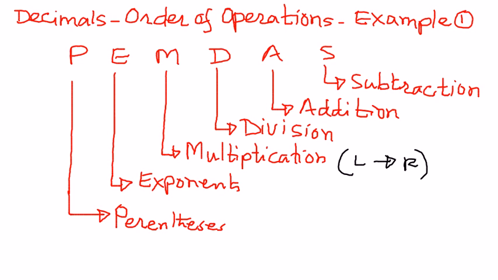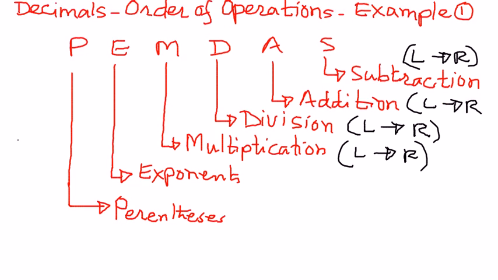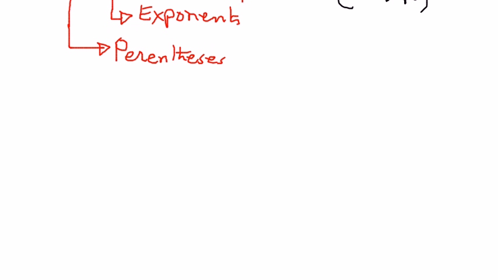And then next we want to perform the division from left of the equation to the right of the equation. Then we want to perform the addition, also from left to right. And lastly, we want to perform the subtraction from left to right. So this is the order of operations we want to use in simplifying any equation involving decimal numbers. Let us take a simple example and see if we can apply this PEMDAS process to simplify it.